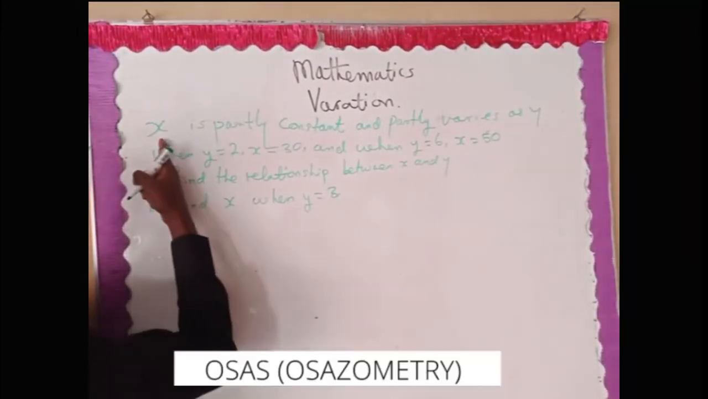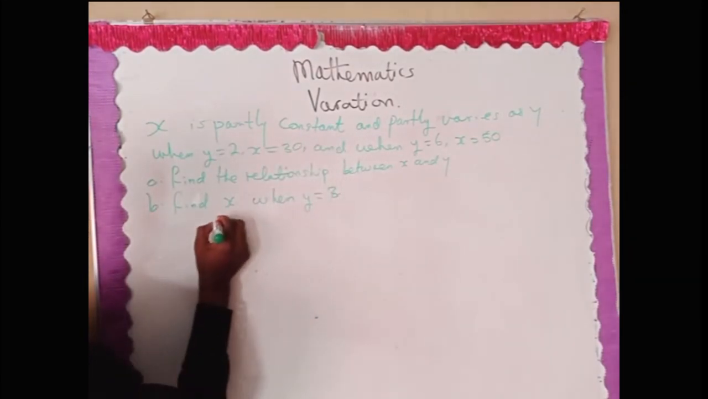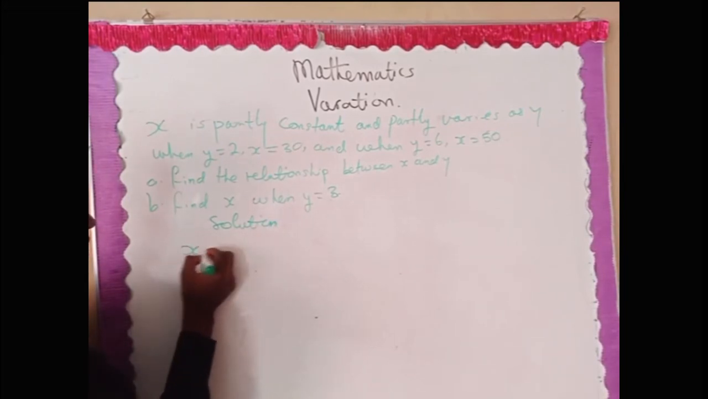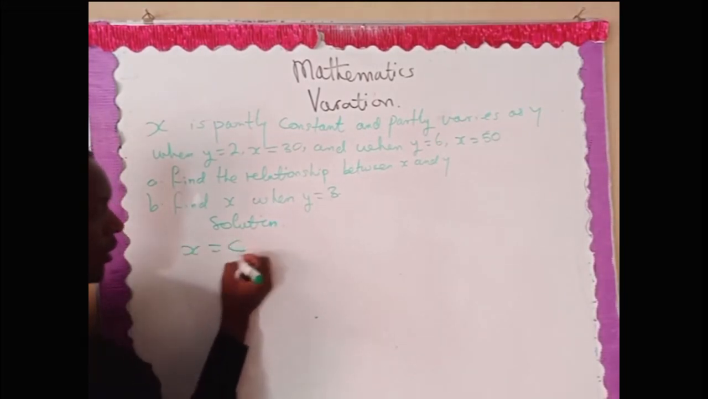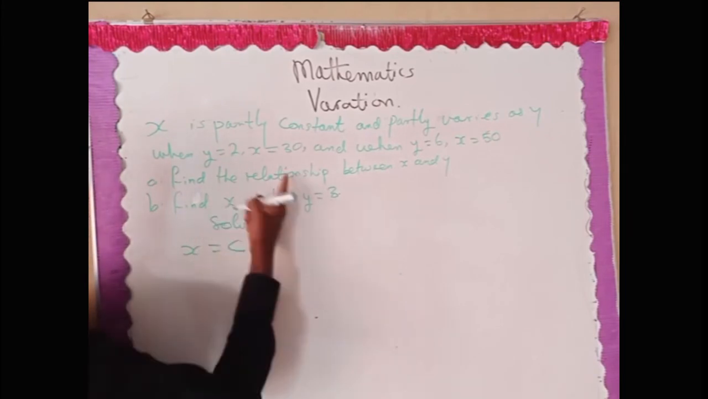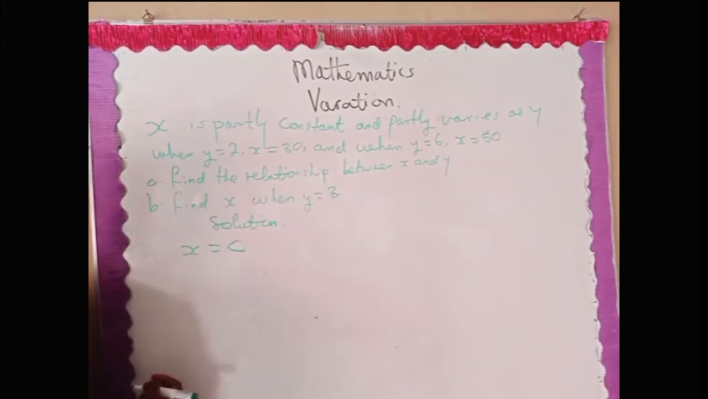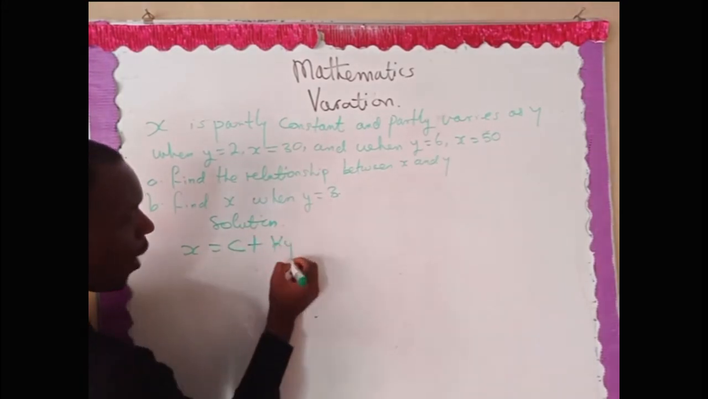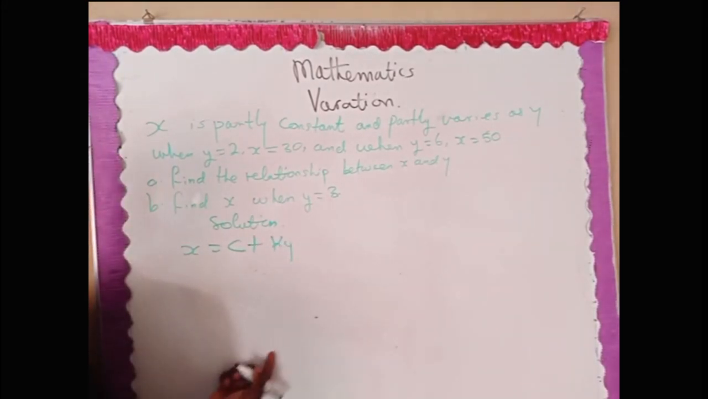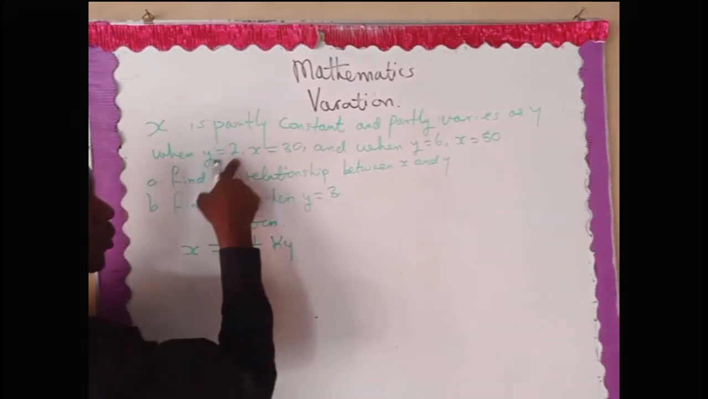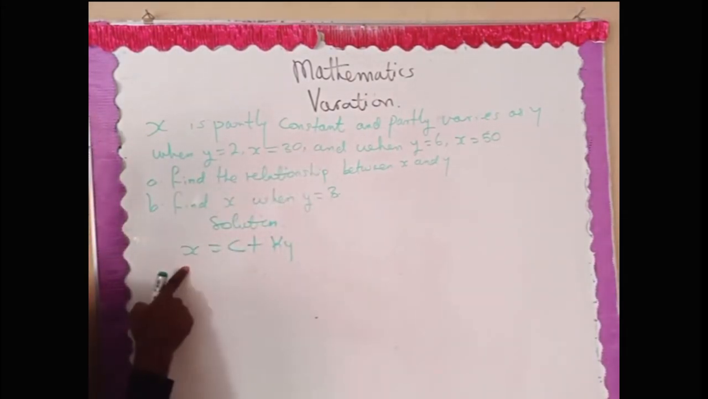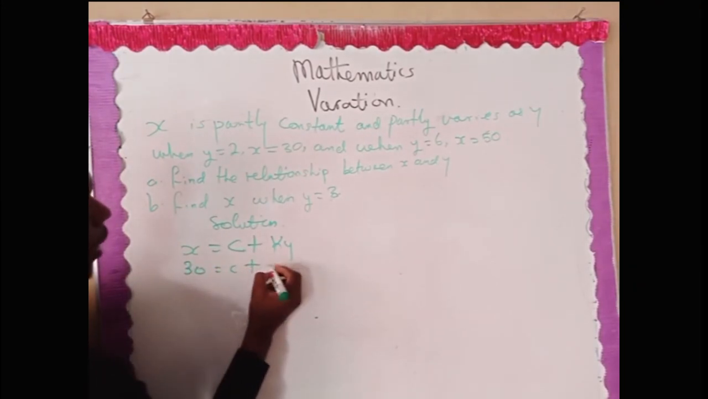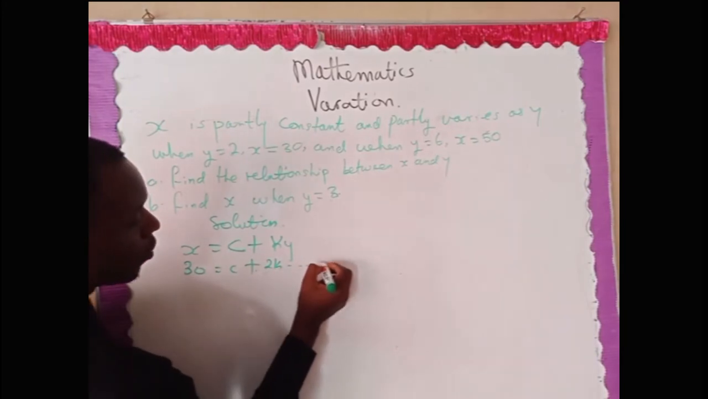From here we have S is partly constant. Solution: S is partly constant, that is S equals C, constant, and partly varies as Y. That will be plus KY. Then when Y equals 2, S equals 30. So 30 equals C plus Y, which is 2K, equation 1.